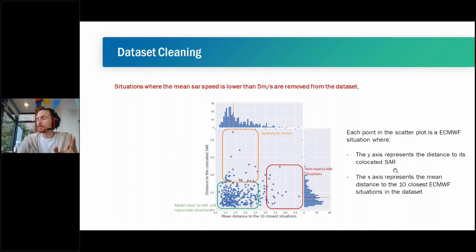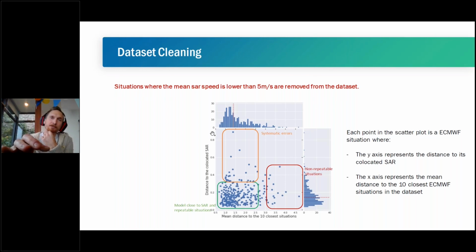So first of all, we have removed the low wind situations that are not very favorable to SAR observations, because below 2 or 3 meters per second we are within the noise. So we have started at 5 meters per second, and we have split our dataset in different parts. On the x-axis you have the mean distance between the 10 closest situations for a given ECMWF situation. So that gives you an idea of, if you are very far, all your closest situations are very far, and if you are very close to 0, it means that you have very reproducible ECMWF situations.